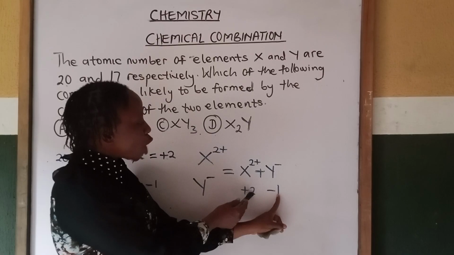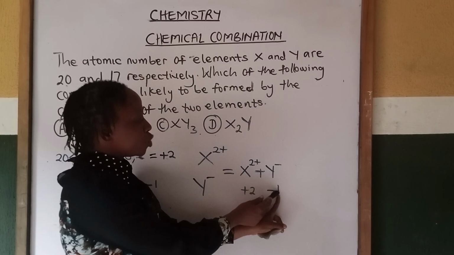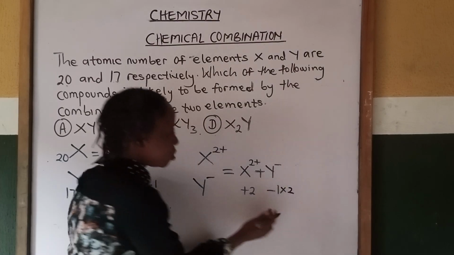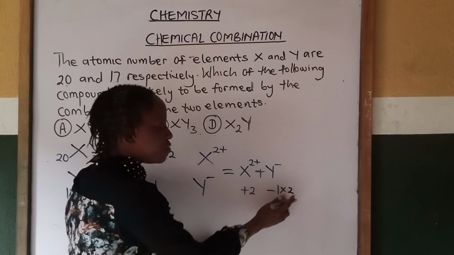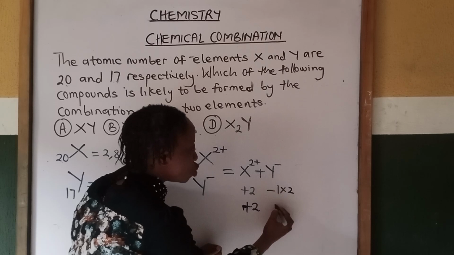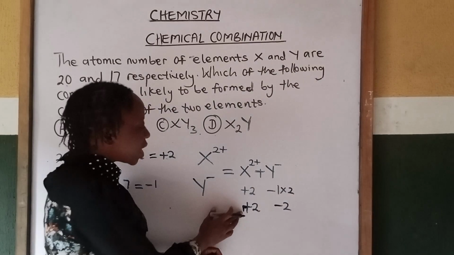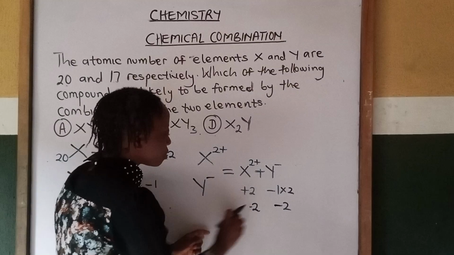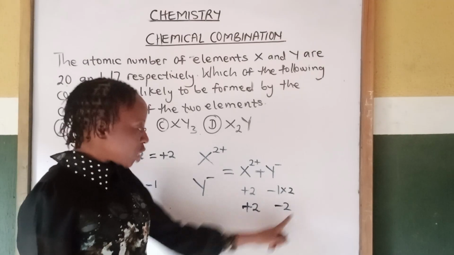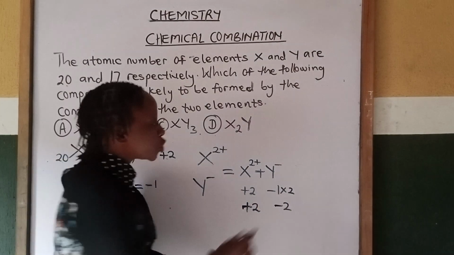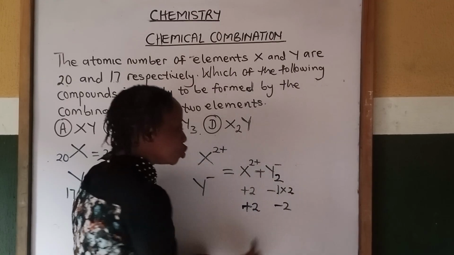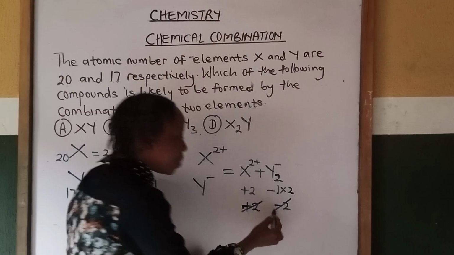So this plus 2, I'm going to increase this side to be equal to minus 2. I will multiply this side by 2. Minus 1 times 2 will now give me minus 2. So this one will be plus 2, and this one will now be minus 2. We have equalized the number of their charges, so they can neutralize each other. Plus 2 will cancel minus 2. Since I've multiplied this charge by 2, I'm going to multiply this Y by 2.